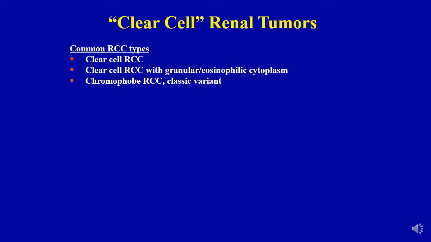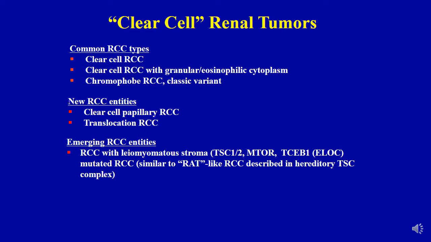I talked about clear cell renal cell carcinoma earlier in the introduction. I also mentioned to you that the word clear cell is to some extent a misnomer. Many of these tumors can contain granular and eosinophilic cytoplasm, particularly in high-grade areas. Chromophobe RCC classic variant would also comprise within the common RCC types. Clear cell papillary RCC and translocation RCC are relatively two new RCC entities.